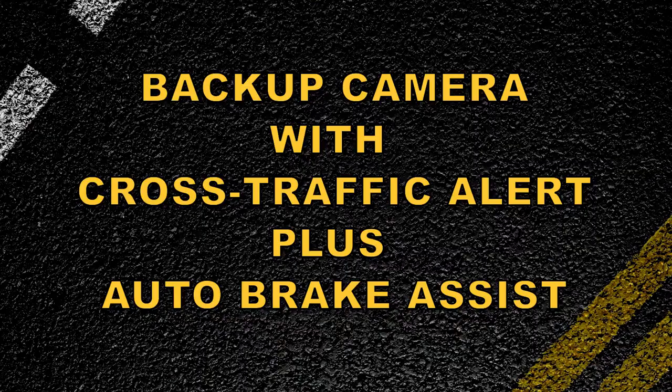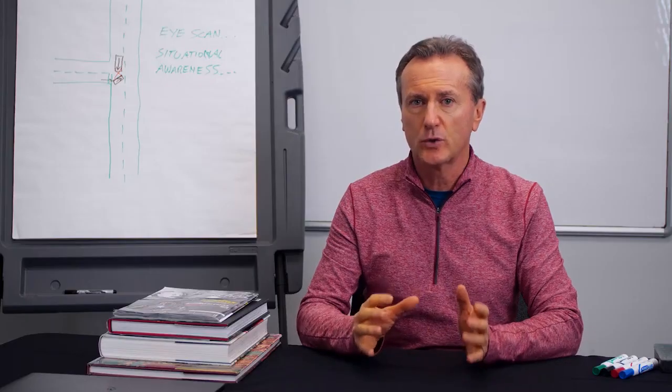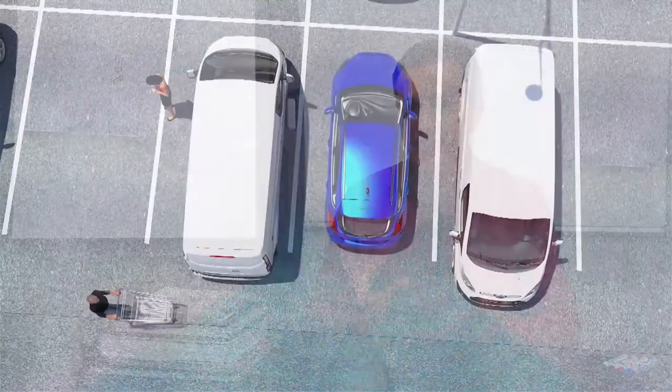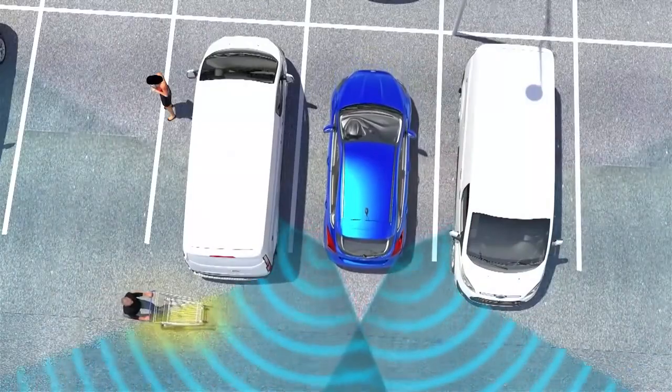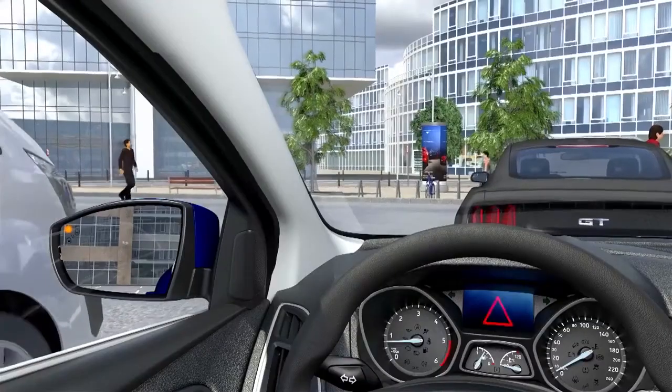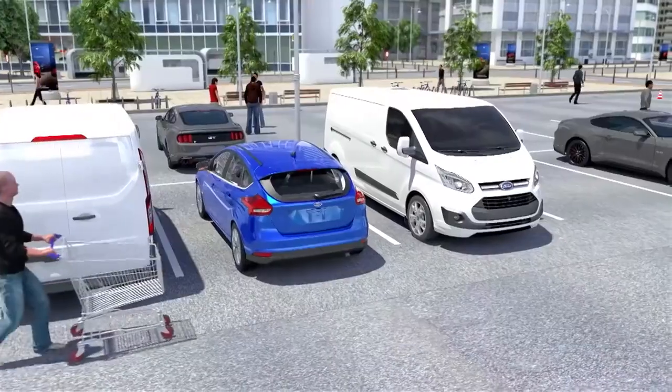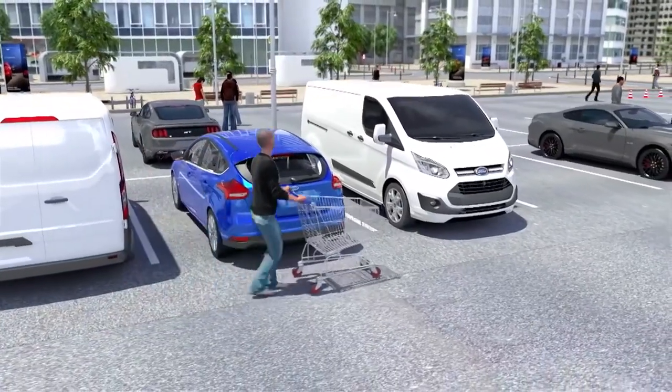Some rear cross-traffic alert systems also come with auto braking functions. If this type of system sees cross-traffic coming and does not sense any input from the driver to stop or slow, then the system will automatically apply the vehicle brakes. But again, only if the system sees what is in the vehicle path.